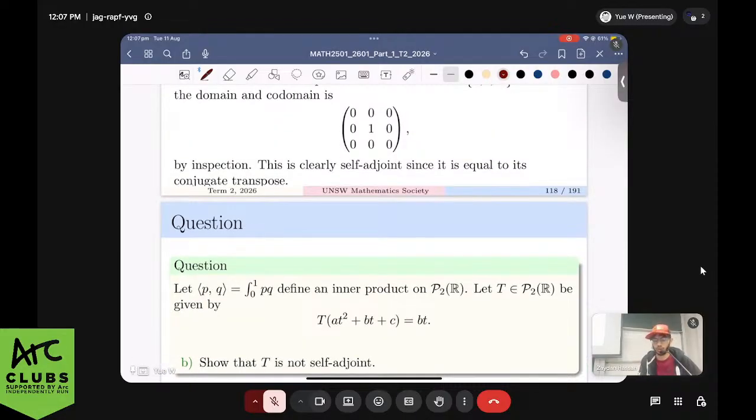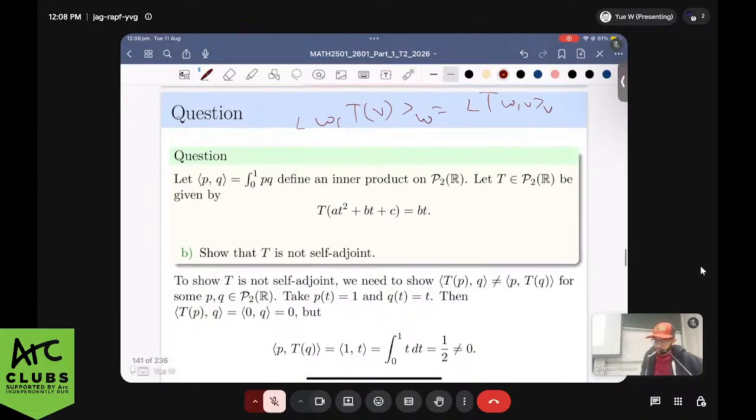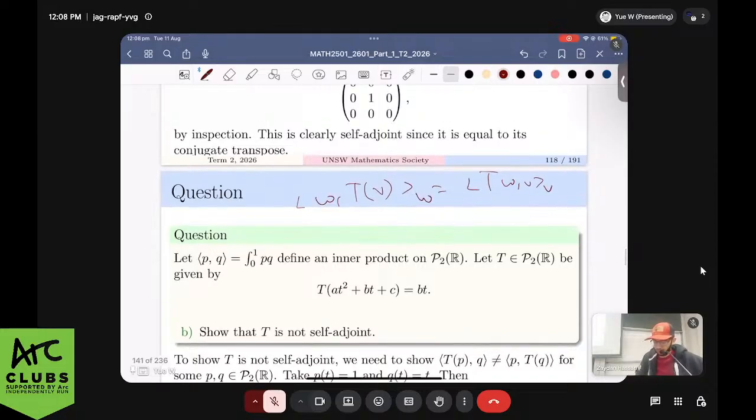To prove that, what would it mean for it to be self-adjoint? It would mean that the inner product of W and T of V equals the inner product of T star W and V, but for it to be self-adjoint, T star should just be T. This would be true for all W, V if it's self-adjoint. We just need an example where this does not hold, where the inner product of W and T of V is not equal to this. First of all, what was the inner product of polynomials that we defined? We defined it as the integral from 0 to 1 of the product.